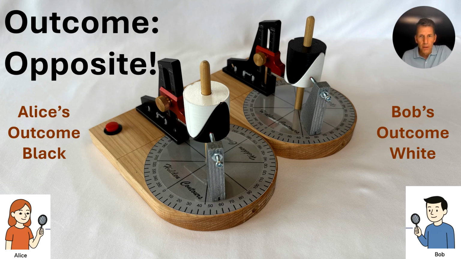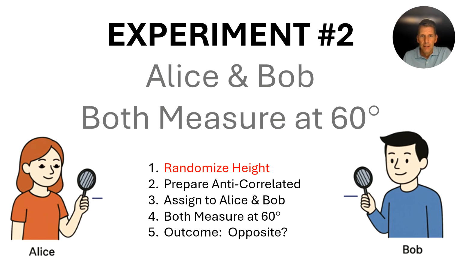So now we're going to run the experiment again, only this time we're going to change the height, because we said, hey, something happens if you change the height of the photon. So let's take a look at that. So again, we're going to measure it. We have Alice and Bob measure at 60 degrees. That's the same. We're going to re-randomize the height. The height in the first experiment was already randomized.